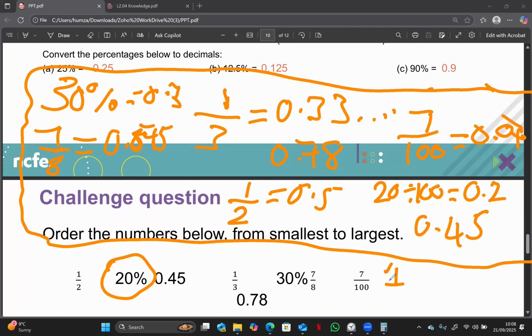What's the second smallest? If you look around, I'll cross them out once I've said it. So I'll cross this one out. Now what's the second smallest out of the square that I've drawn? 0.3, 0.875, 0.33, 0.78, 0.5, 0.2, or 0.45. What's the smallest?